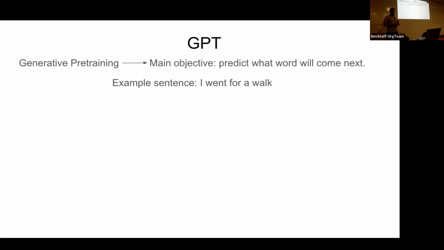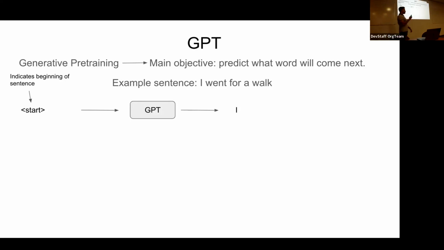Now let's talk a little bit more about what GPT is. The main objective in the pre-training phase of GPT is to predict what word will come next. So let's say we have an example sentence: I went for a walk. Our sentence will start with a token, a word that indicates the beginning of the sentence that I symbolize here as start. This will go inside the GPT model, and it will create a prediction for what is the most probable word to come next. In our case, we know that the word that we expect is I. So we can compare that and update the network.